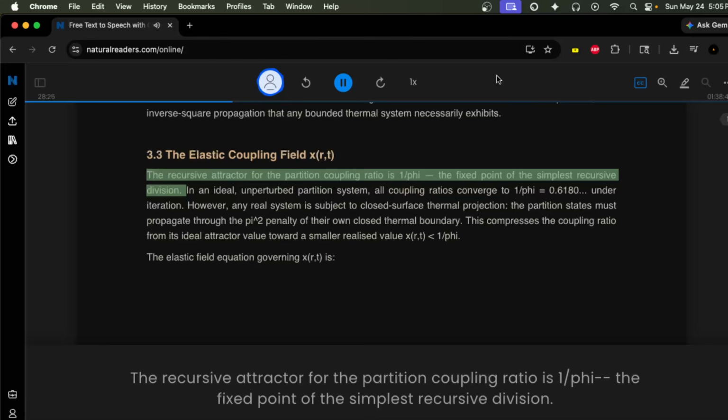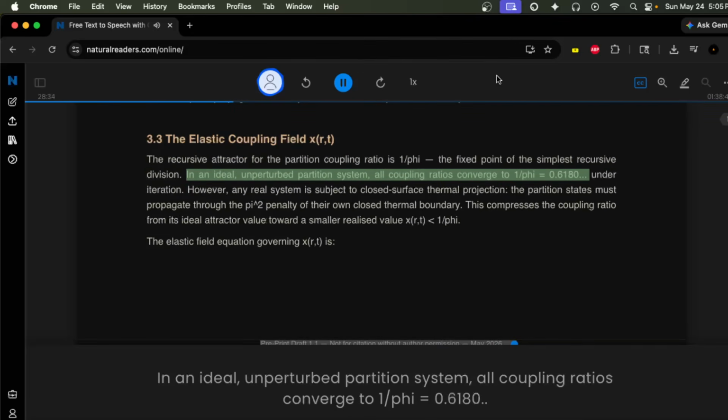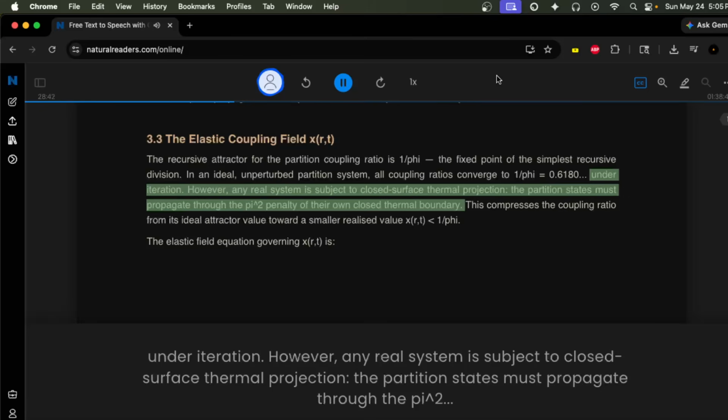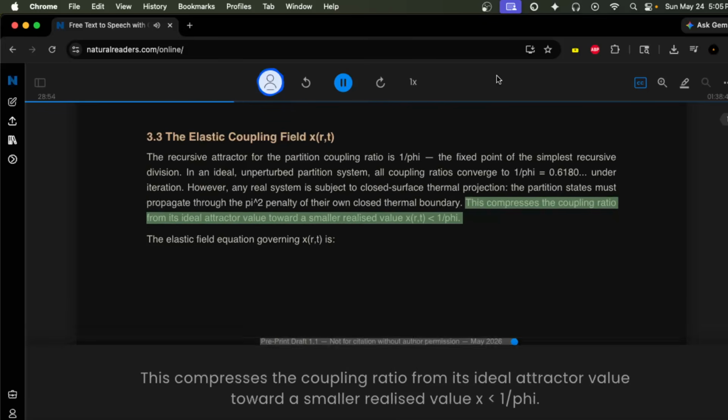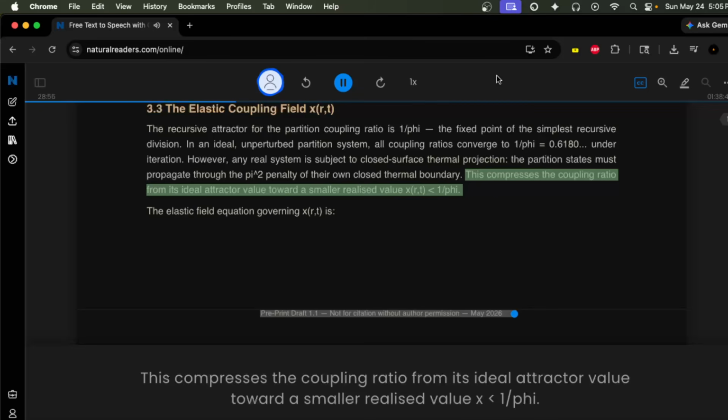The recursive attractor for the partition coupling ratio is 1/phi, the fixed point of the simplest recursive division. In an ideal, unperturbed partition system, all coupling ratios converge to 1/phi = 0.6180. Under iteration, however, any real system is subject to closed surface thermal projection. The partition states must propagate through the pi-squared penalty of their own closed thermal boundary. This compresses the coupling ratio from its ideal attractor value toward a smaller realized value x less than 1/phi.